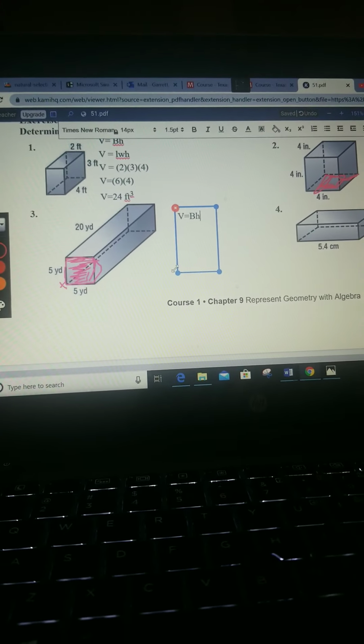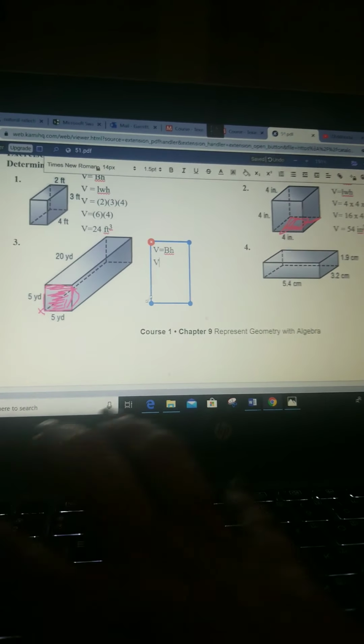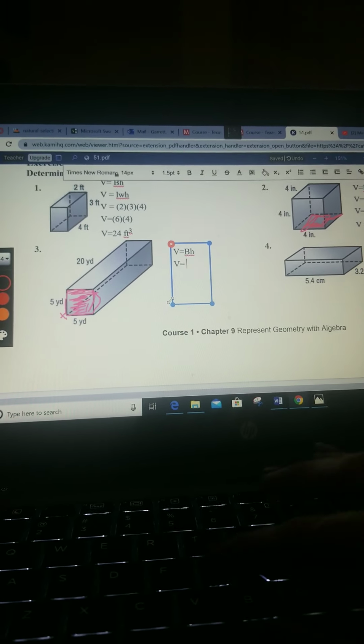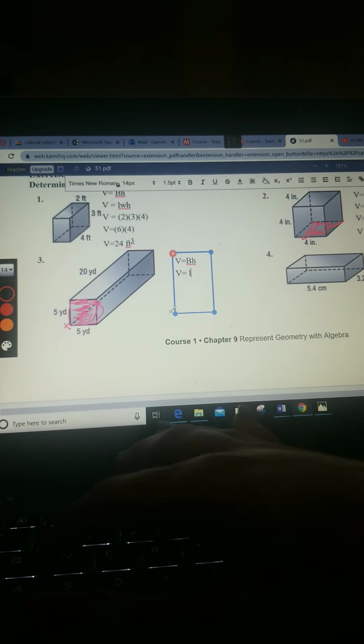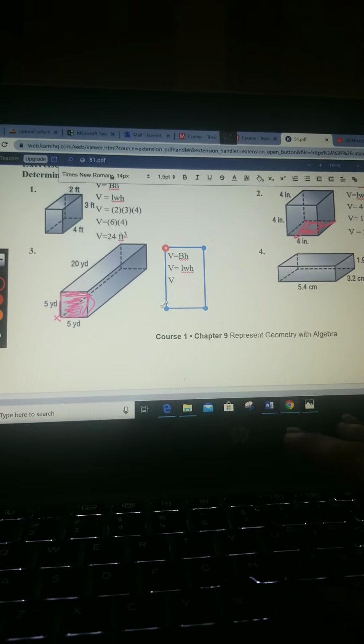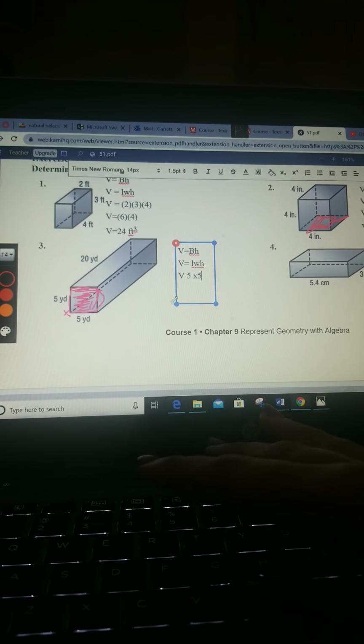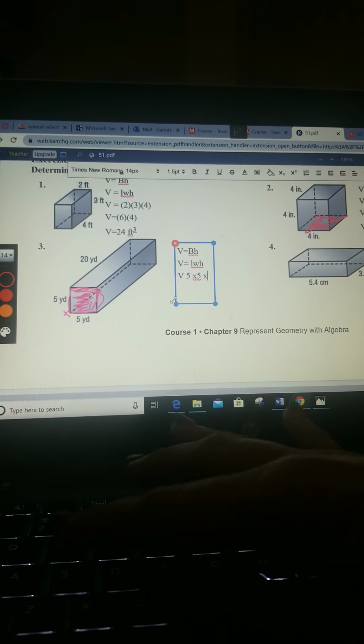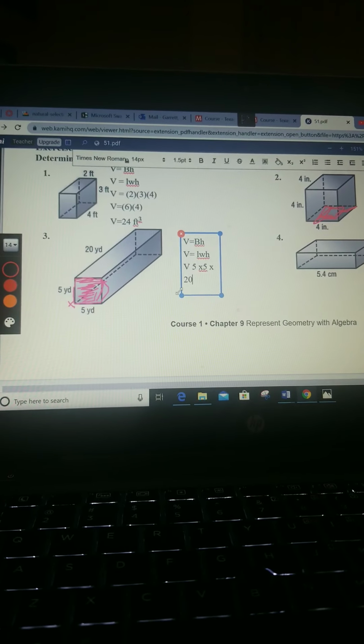So volume is area of the base times the height. We just said that volume is length times width, or side times side, and then we're going to multiply it by the height. In this instance, our base is a 5 by 5, and then we're going to multiply it by the height of 20.